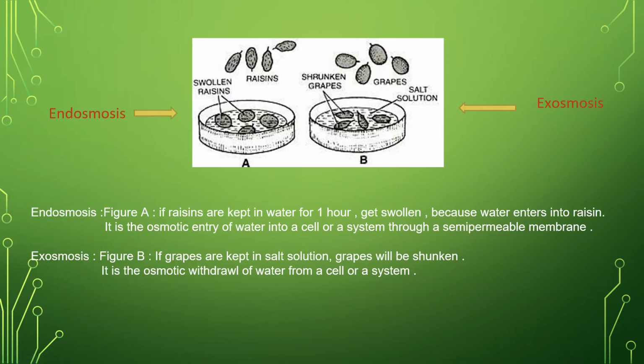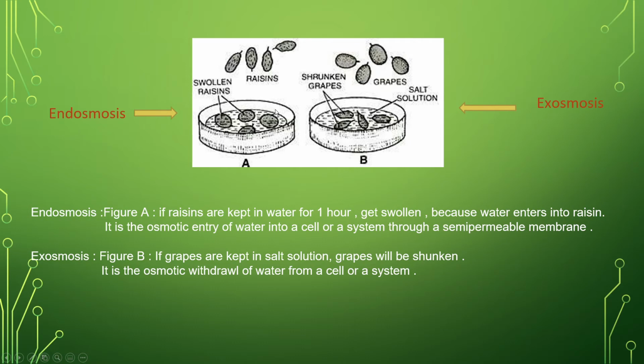Now here are the types of osmosis. Here I have given a figure. On the left side you see figure A, which is endosmosis, and on the right-hand side there is exosmosis. Now what do I mean by endo and exo? What is the meaning of endo? Endo means entry, and exo means exit. Exo is related to exit, that means coming out, and endo means entry, going inside.